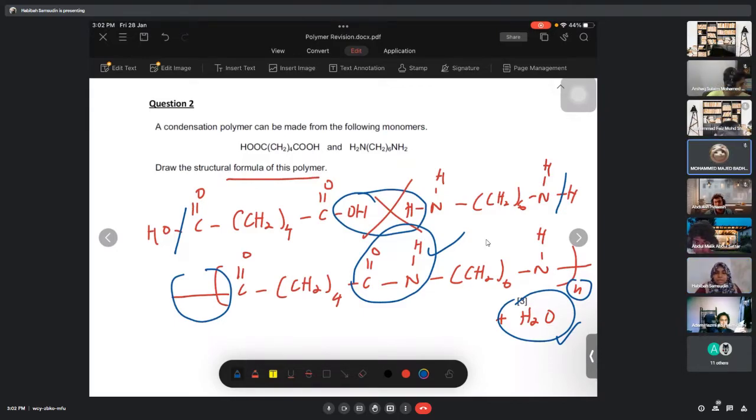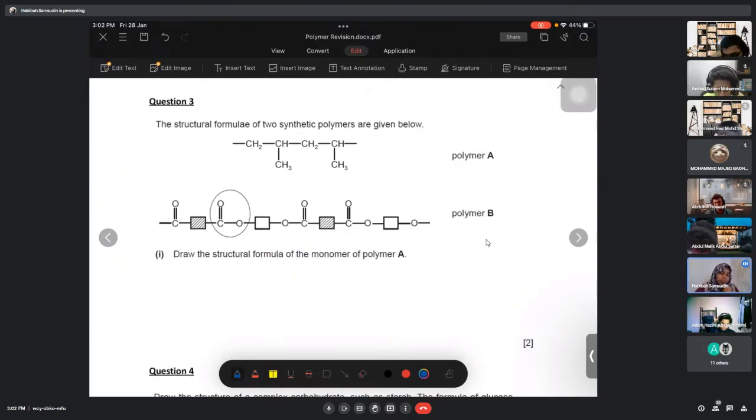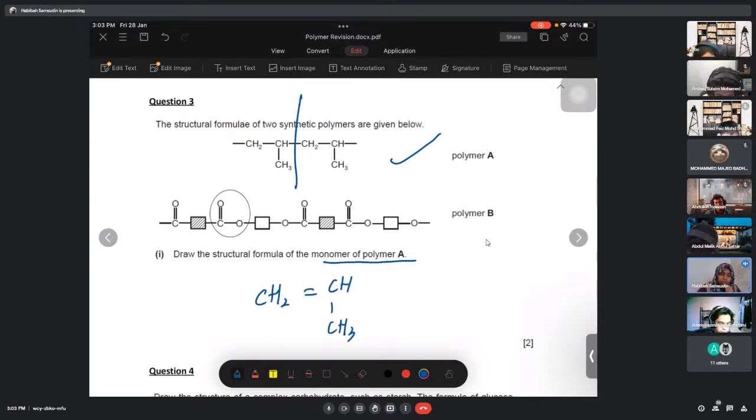Okay. Right, so look, question 3. Draw the structural formula of the monomer of polymer A. So the same thing. So this is the repeating unit, right? And then I just write CH2 double bond CH, and then I have CH3. But I think it's good practice when you open the structure, class. You have hydrogen like this, hydrogen, and then you have CH3.